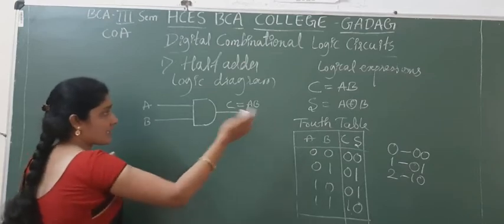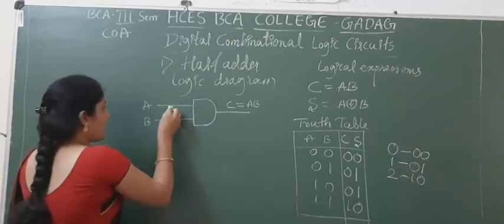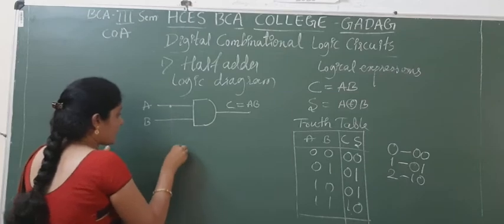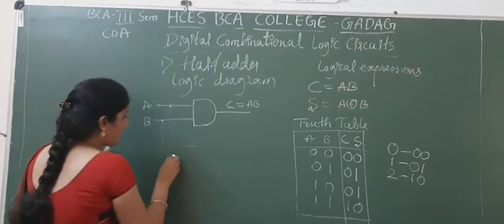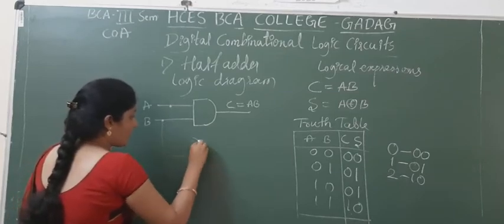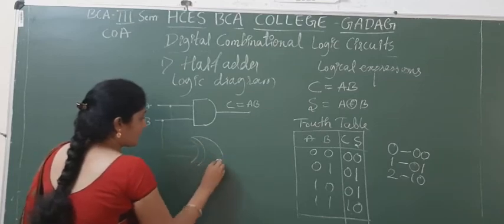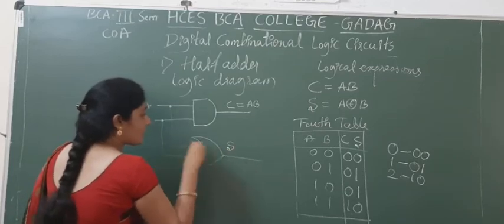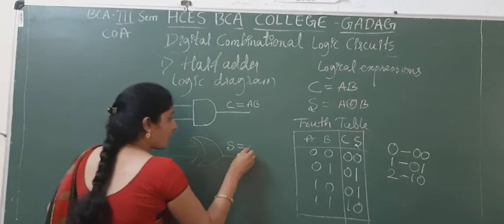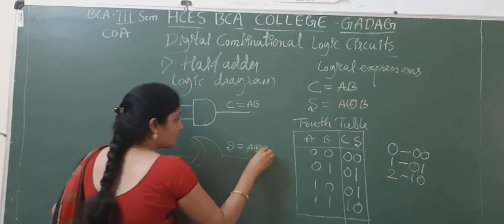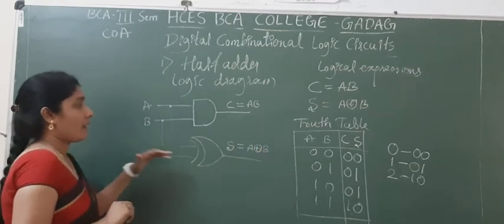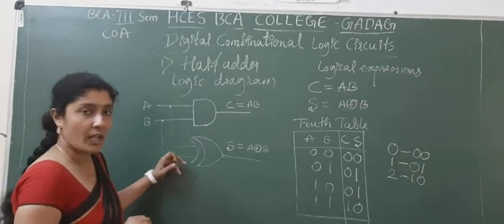Next, sum, that is A XOR B. So let us take the same lines here, that is input. Okay, so put XOR gate. So this is the sum. Sum is equal to A XOR B. Okay, so this is the logic diagram of half adder.